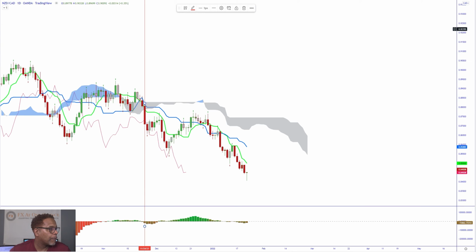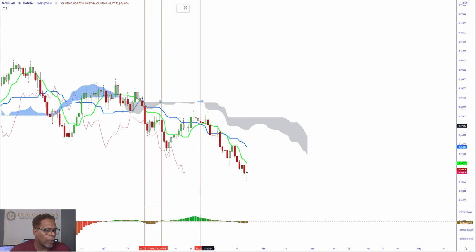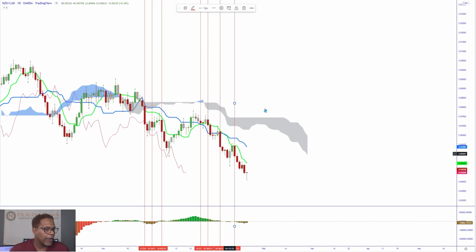This would have been a winner, all right? This would have been a loser. This would have been a winner. This would have been a loser. And this would have been a winner. And this would have been a winner. And this would have been a winner. So 1, 2, 3, 4, 5, 6, 7 trades. 1 loser. 2 losers. So 5 wins, 2 losses. And you would have taken all those trades.